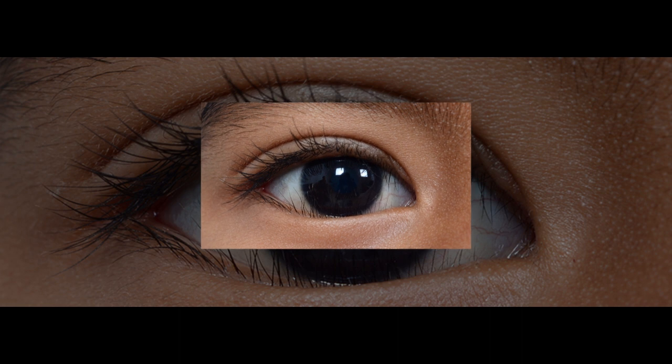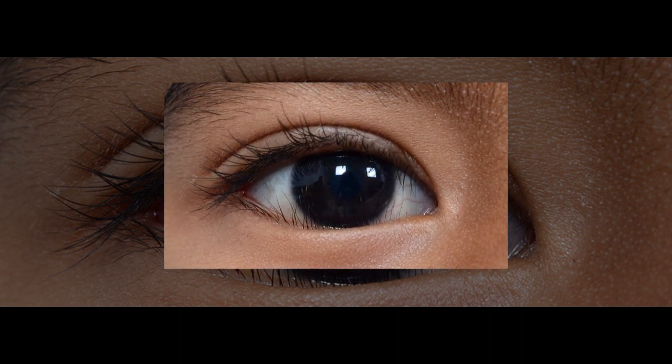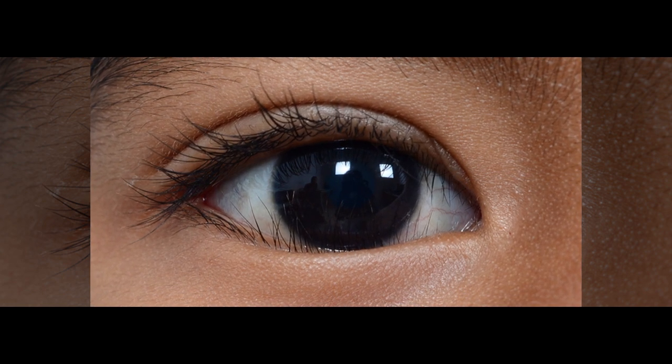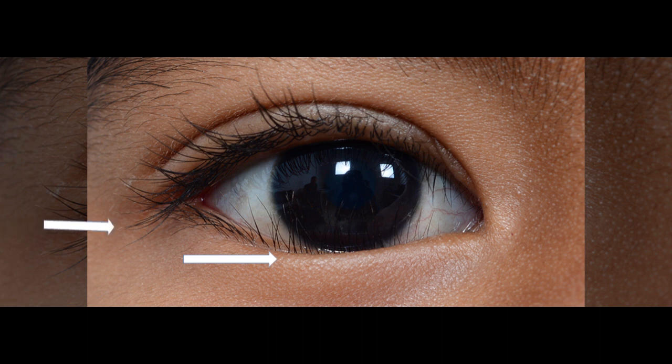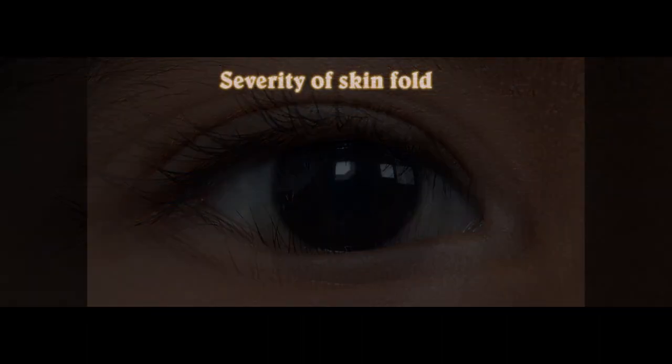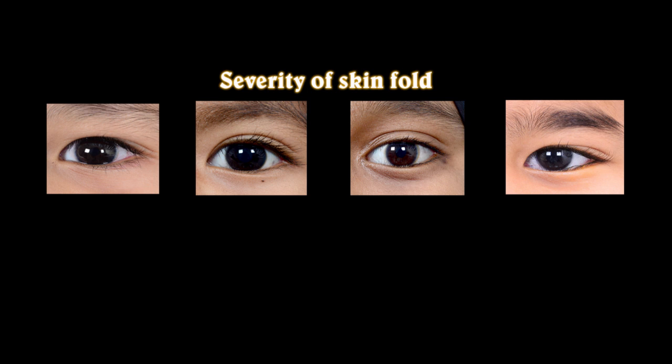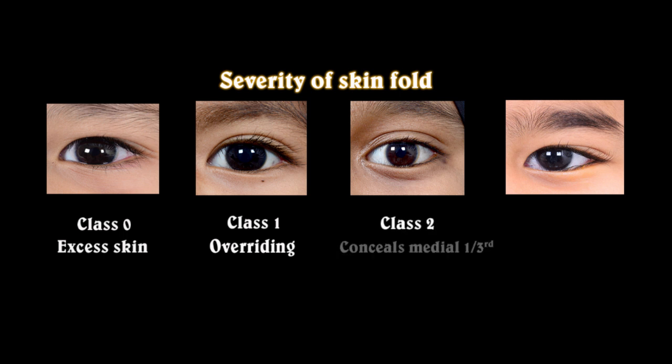The classification for epiblepharon proposed by Kwok and Lee grades 3 morphological characteristics that may determine the severity of epiblepharon: the horizontal fold of skin, cilia touching the cornea, and keratopathy. Severity of skin fold is classified according to the height and degree to which it conceals the lower lid margin. Class 0, wherein there is presence of excess skin without any overriding. Class 1, presence of overriding of the skin but not obscuring the lash line. Class 2, presence of overriding and concealment of the medial 1/3 of lid margin. And Class 3, wherein concealment of more than medial 1/3 of the eyelid margin is seen.